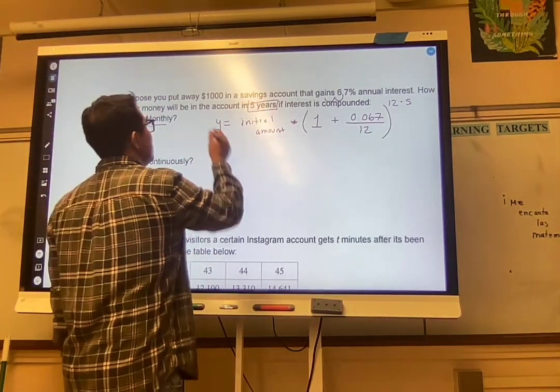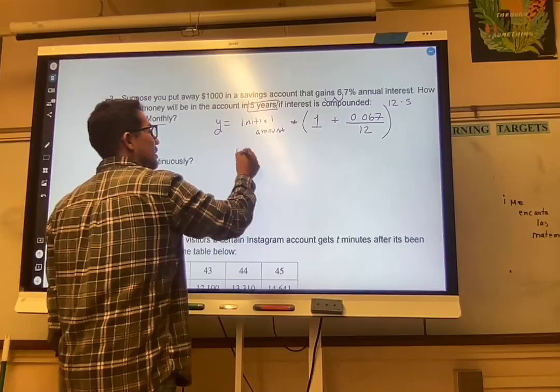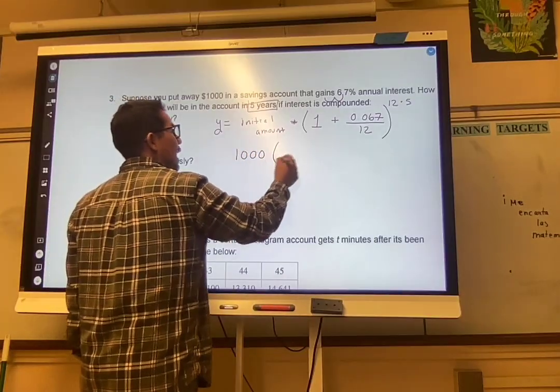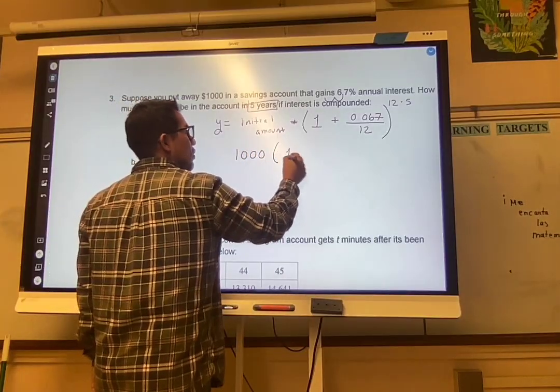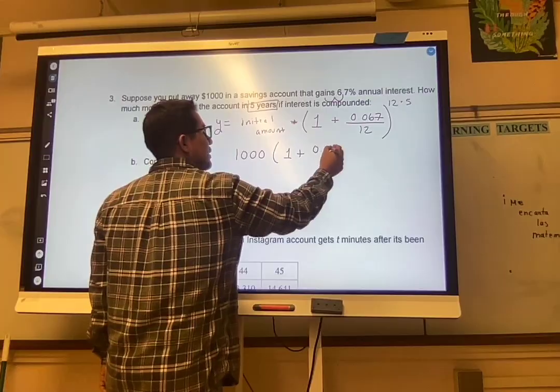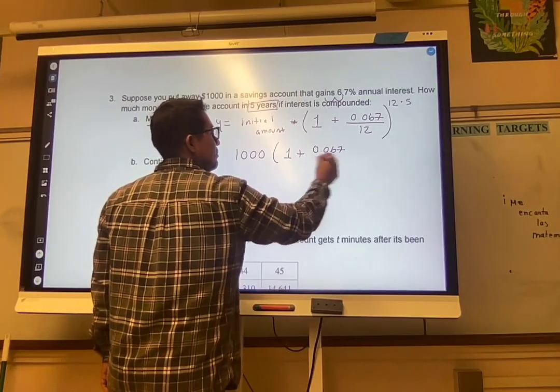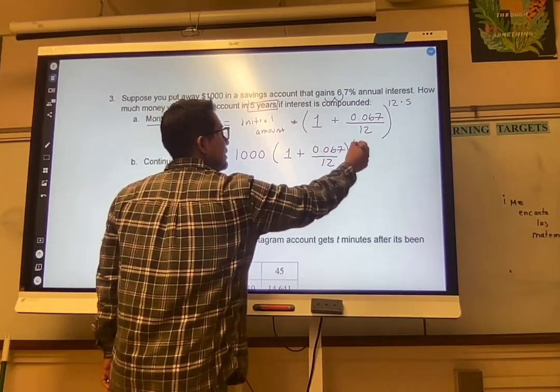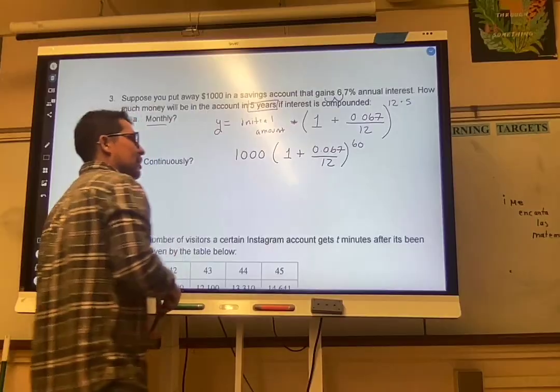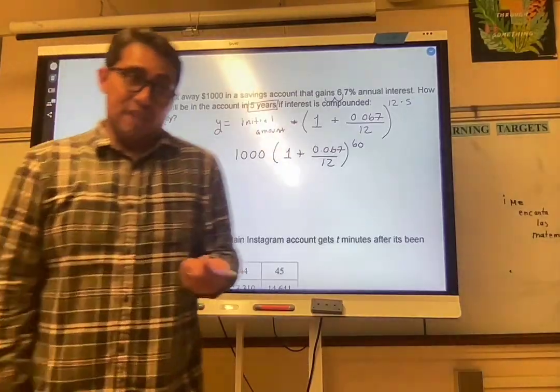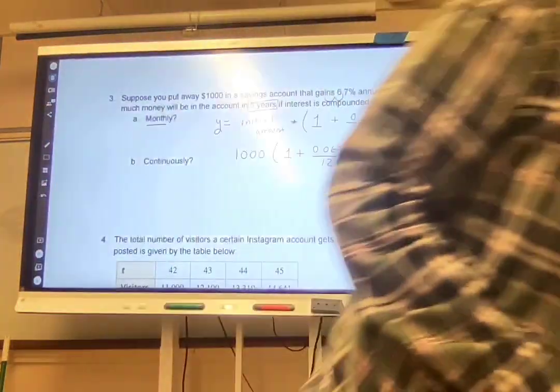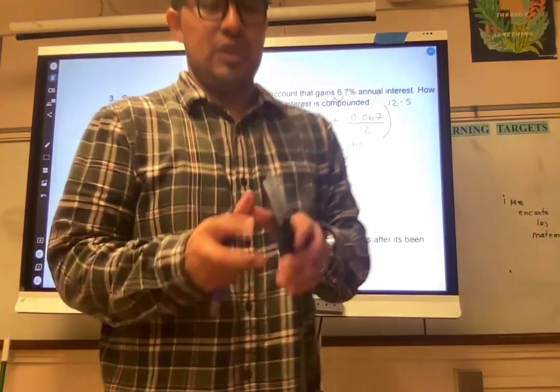So what I would actually end up doing for this problem is I would use a calculator. I would take 1,000. I would multiply it times 1 plus 0.067 divided by 12, and then raise that to the 60. Okay, you can do that on the blue calculators. You can even do that on iPhone, for instance. I have a blue calculator here, so I'll show you what you should put in directly.